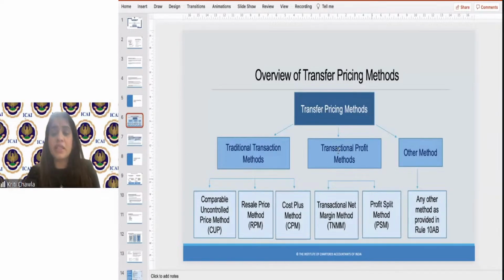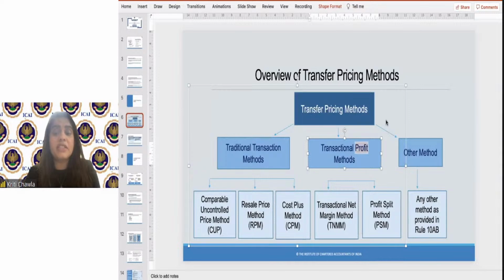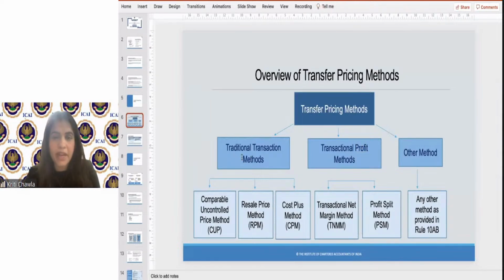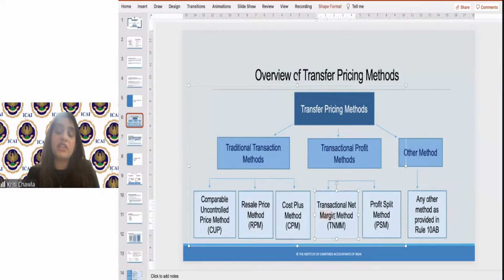The second kind of methods are called the transactional profit methods. They are a little complex as compared to traditional transaction methods. They're not as direct as traditional transaction methods. They somehow deal with something called the margin. So if you see here, it's going to deal with margin or the profit: the transactional net margin method, TNMM. And then this is also dealing with profit. It is called the profit split method or the PSM.